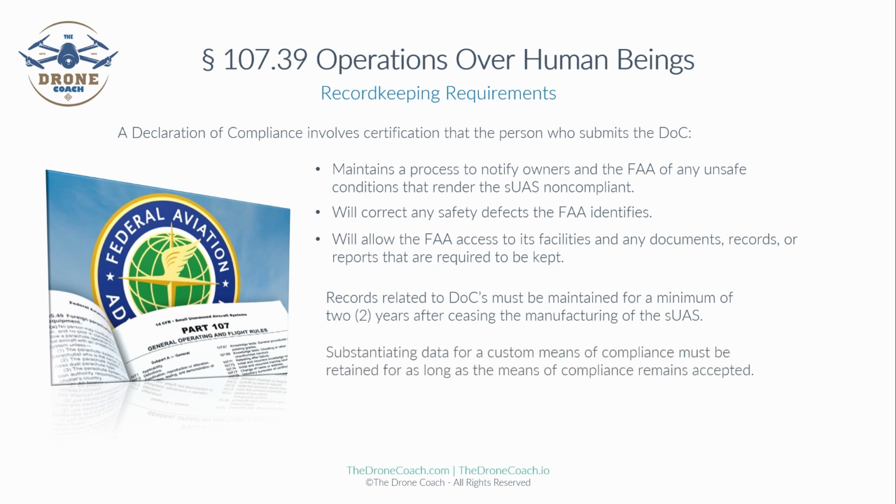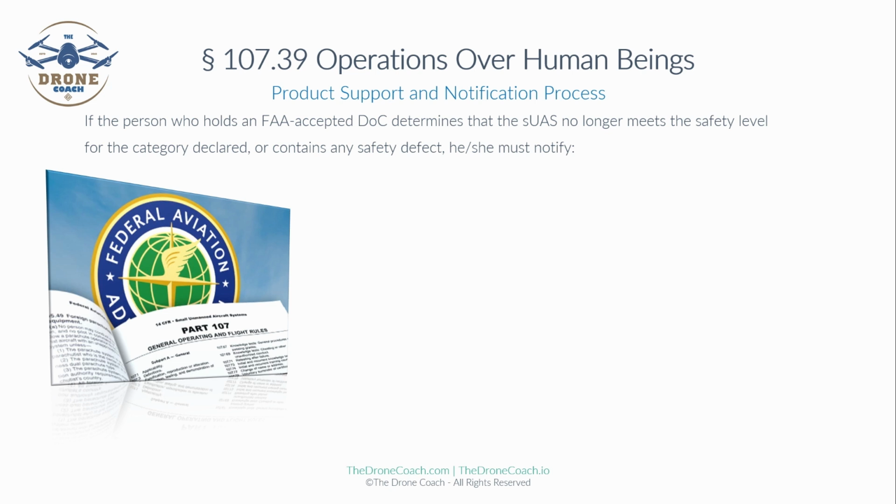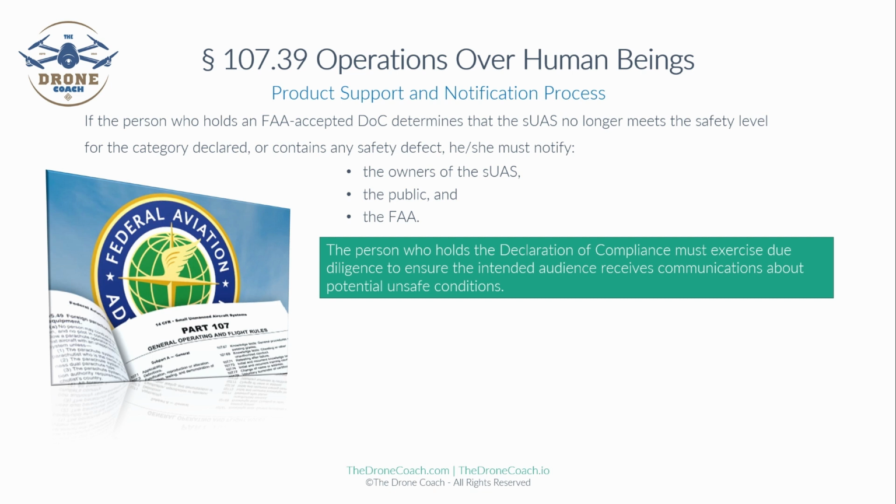Substantiating data for a custom means of compliance must be retained for as long as the means of compliance remains accepted. If the person who holds an FAA-accepted DOC determines that the drone no longer meets the safety level for the category declared or contains any safety defect, he or she must notify the owners of the SUAS, they must notify the public, and they must notify the FAA. The person who holds the Declaration of Compliance must exercise due diligence to ensure the intended audience receives communications about potential unsafe conditions.